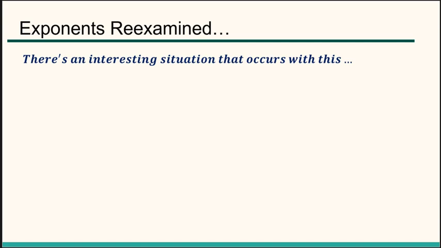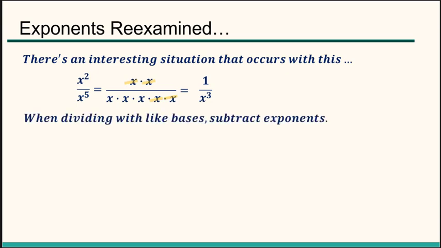Well, there's an interesting situation that occurs because of this. Because if I have x squared over x to the fifth, meaning I had 2 x's on top and 5 on the bottom, those 2 on the top would cancel with 2 on the bottom, and I would end up with 1 over x to the third. That's because I have more x's on the bottom than I do on the top. So when they cancel out, I end up with more x's on the bottom. Okay? So when we're dividing with like bases, we subtract exponents.